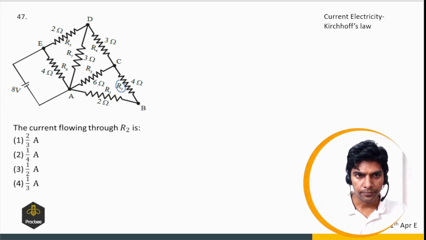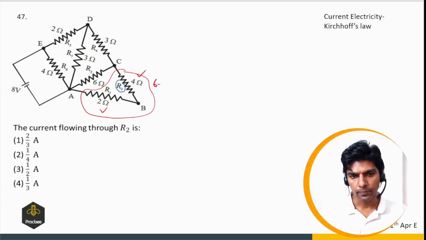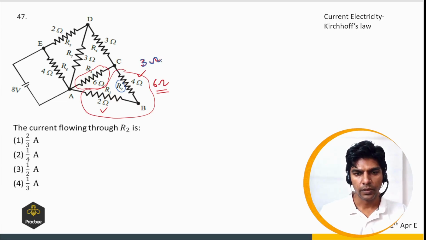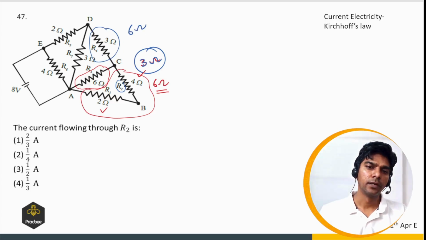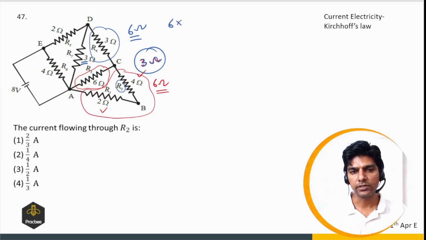Now this 4 ohms and this 2 ohms, they are in series. So these two resistors are in series and it will become 6. Now this 6 ohms and this 6 ohms, they are in parallel. So it will become 3 ohms. Now this 3 ohms and this 3 ohms are in series. So it will become 6 ohms. Now this 6 ohms and this 3 ohms are in parallel. So it will become 6 times 3 divided by 6 plus 3, which will be 18 by 9. So it will be 2 ohms.